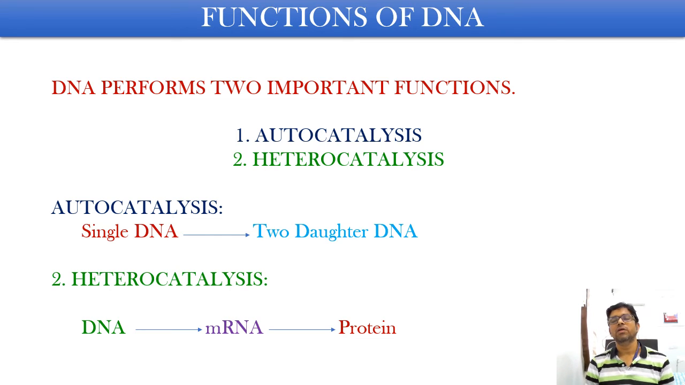In this process, the DNA template transfers the message to mRNA by a process called transcription, and proteins are synthesized based on the information which is available on mRNA by a process called translation. Both transcription and translation together are known as central dogma. Okay, so these are the two very important functions performed by the DNA molecule.